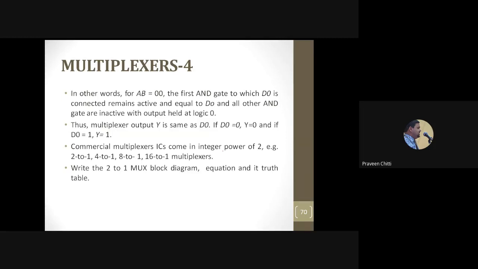Then the commercial multiplexers. All these multiplexers which we are studying are available in integrated circuit forms, and ICs come in integer powers of 2. That is, the multiplexers available in integrated circuit form are either 2:1 mux, 4:1 mux, 8:1 mux, 16:1 mux, 32:1, 64:1. Always they should be in powers of 2. Right?